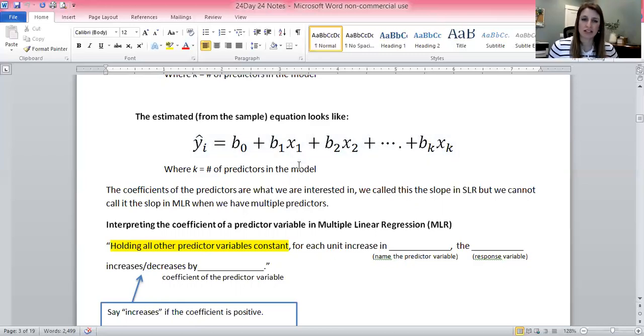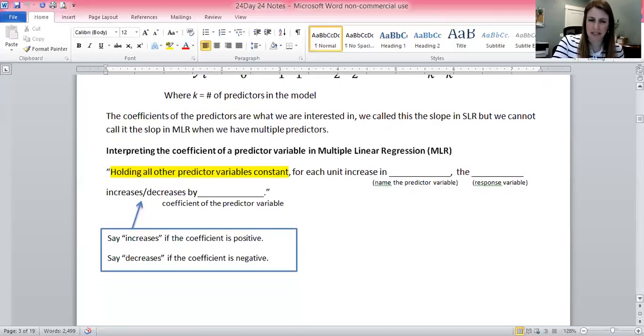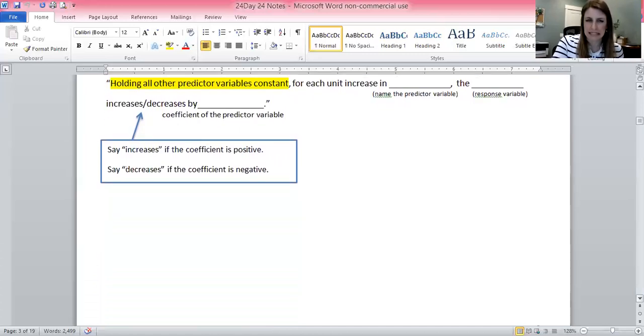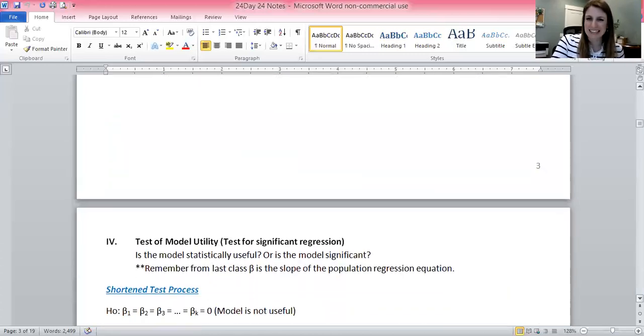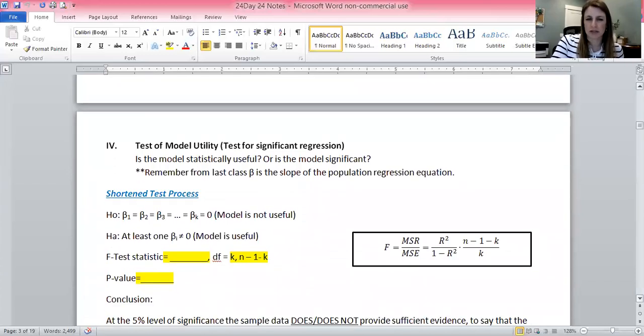So if I want to interpret my predictor variables, and I have 3, I would have 3 statements. I normally ask for one in particular because you don't need to say the same statement over and over again. But what I'm looking for is holding all other predictors constant, then the statement about your traditional slope interpretation. Okay, so that shouldn't be too hard. That's really the same. It's just we're adding that little statement, but I just wanted to explain what that means for us there. Okay, so let's get down to the test of model utility.